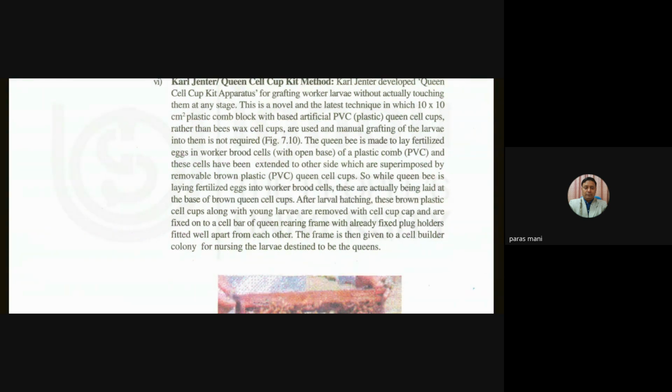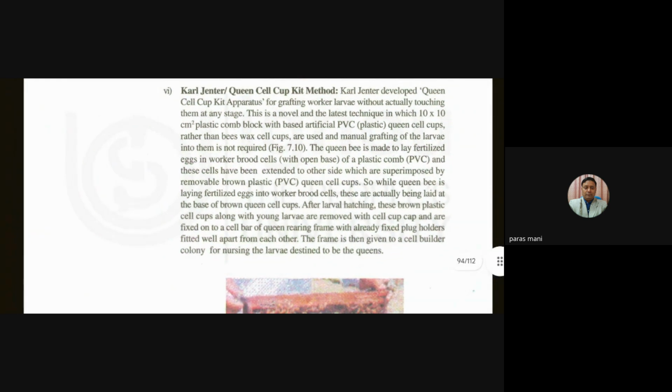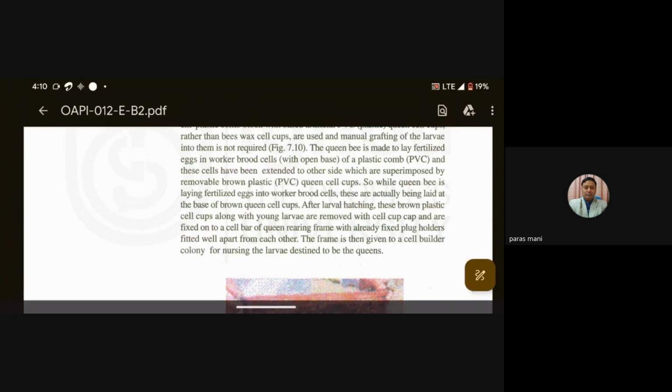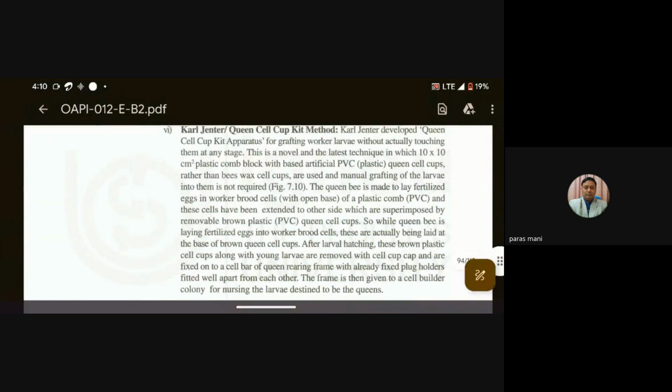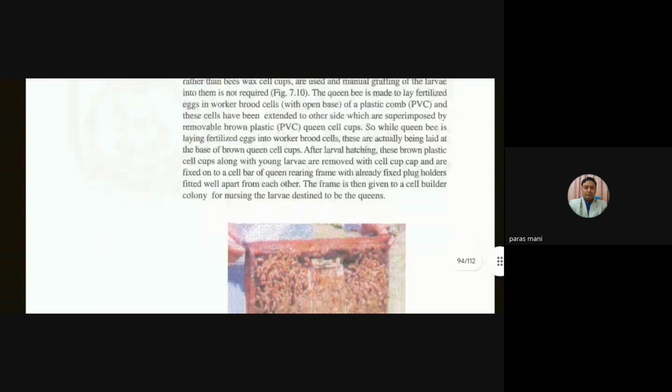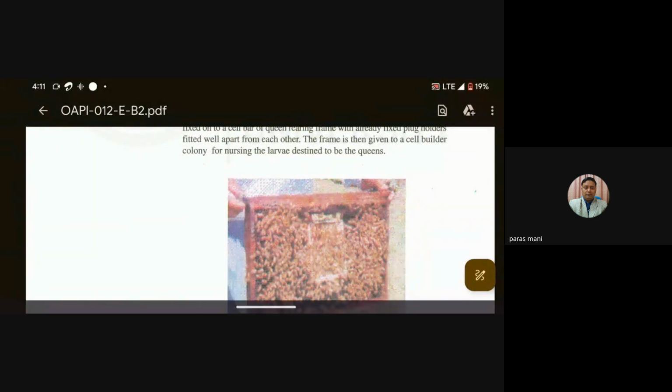To make queen cups. Such readily available queen cups are used for raising the queen bees.